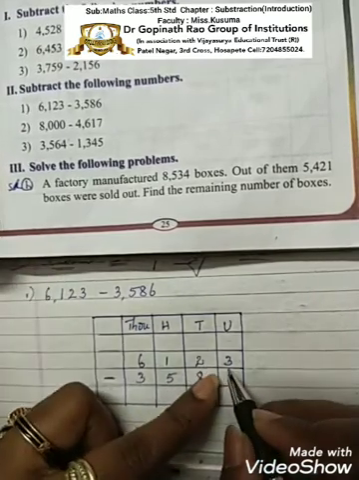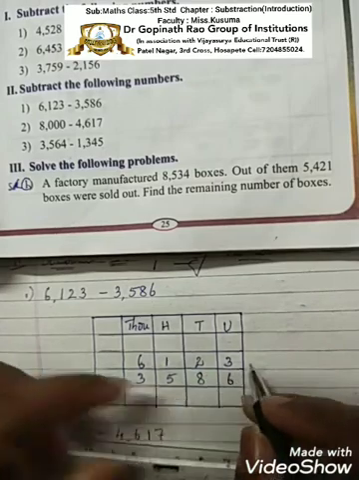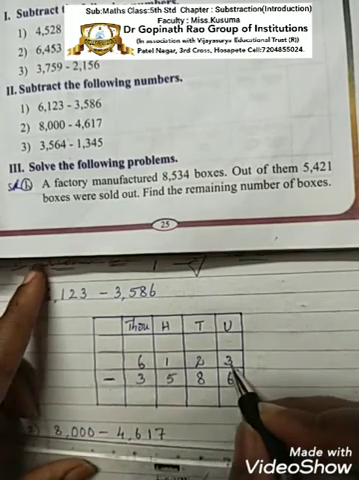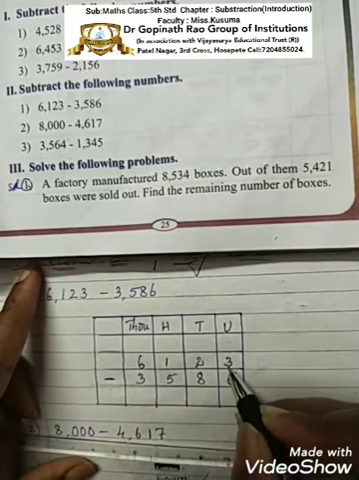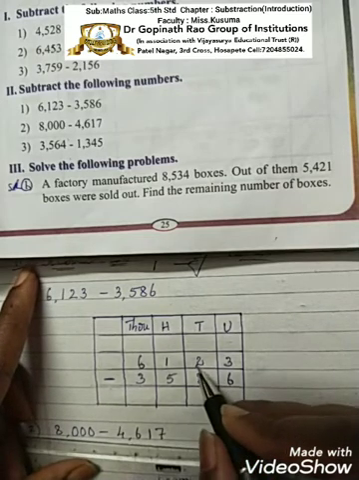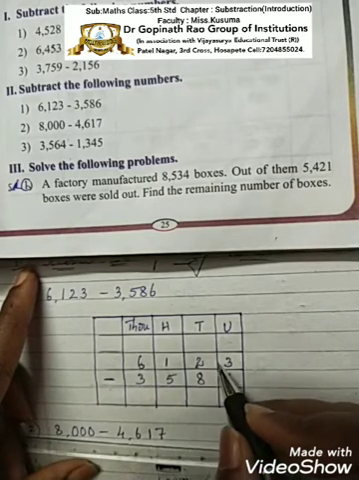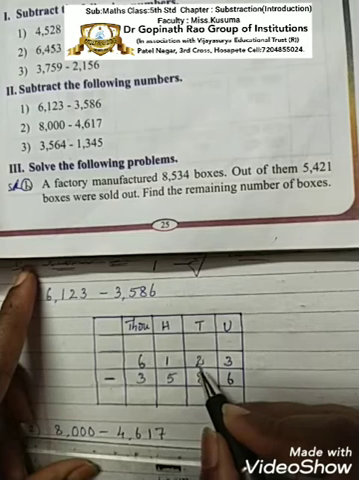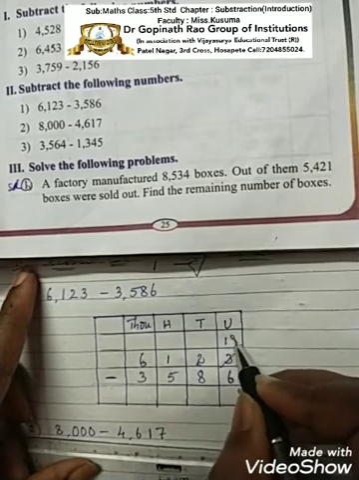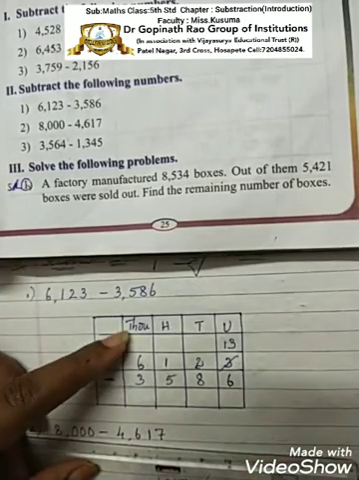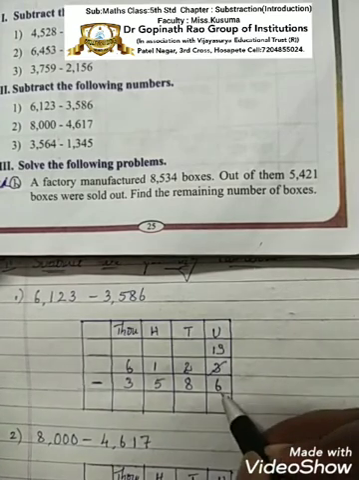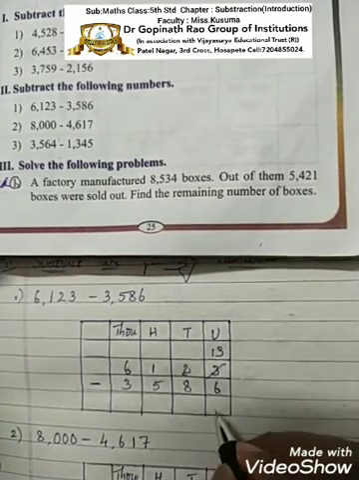See what we have in the units place. Always we have to start the subtraction from the units place only, isn't it? See, 3 minus 6. From 3 we can't subtract 6, isn't it? Therefore what we have to do? We have to take borrow from the next number. The next number is 2. When we take borrow from this number, what does 3 become? 3 becomes 13. 13 minus 6 is 7, isn't it?